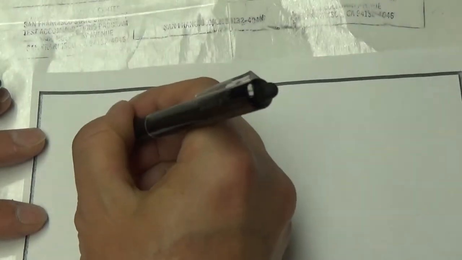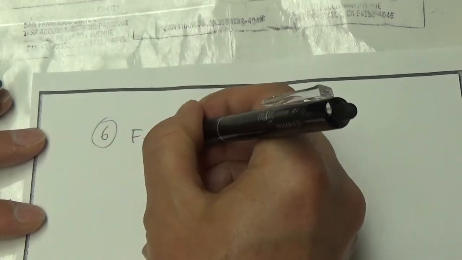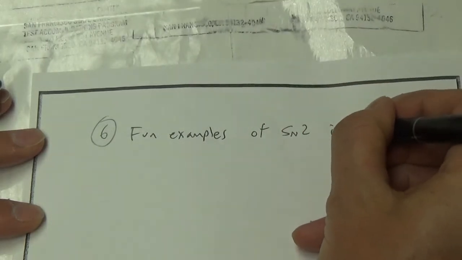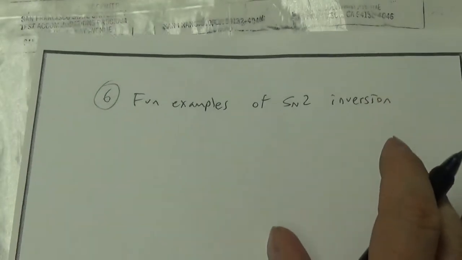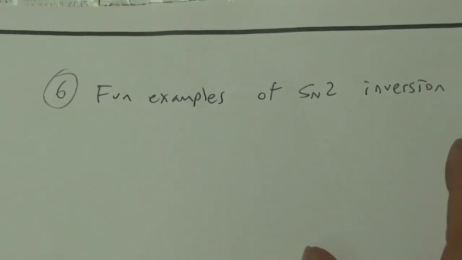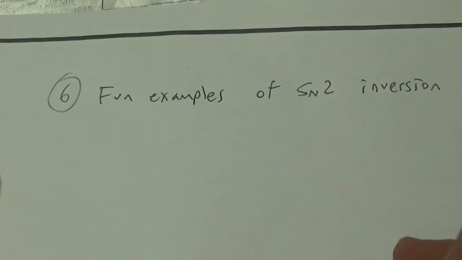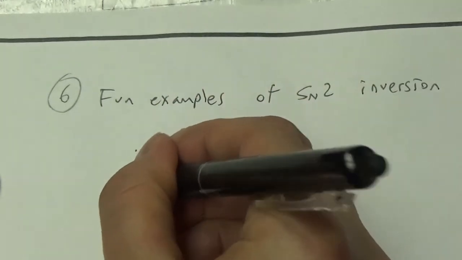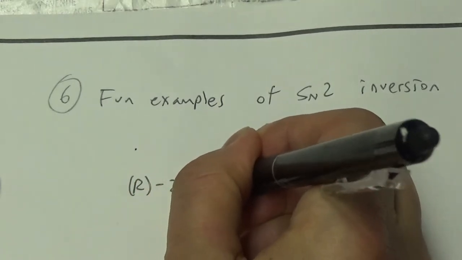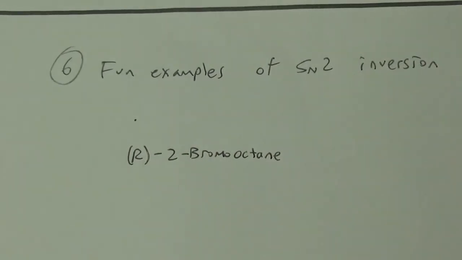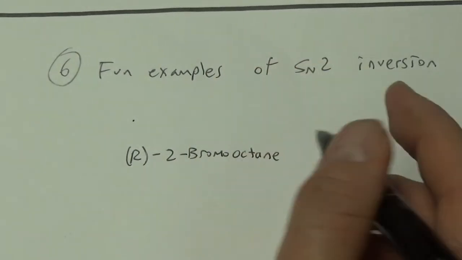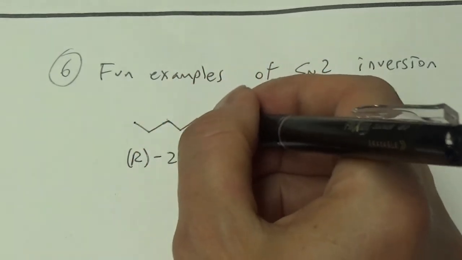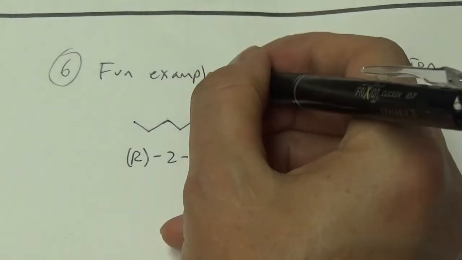Okay, so number 6, I'm going to call fun examples of SN2 inversion. I'm not sure if everybody considers it fun. I think SN2 reactions are kind of fun in principle. Let's show R-2-bromo-octane, which is that structure. How many carbons is it? Octane should be 8. 1, 2, 3, 4, 5, 6, 7, 8. There we go.